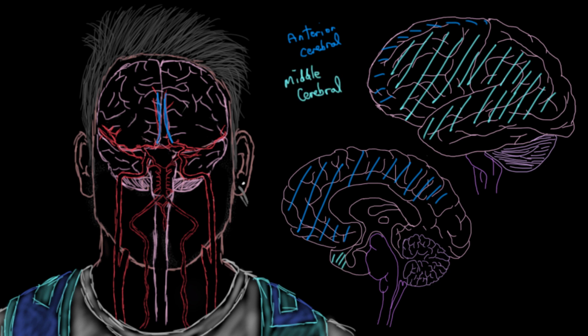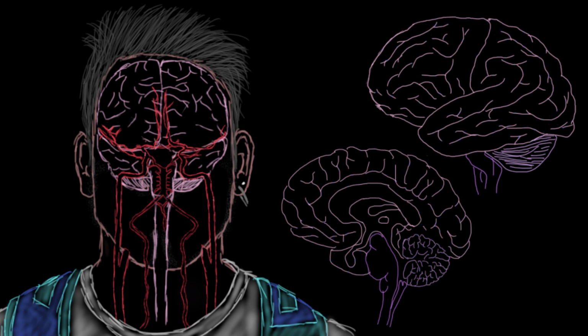And now the posterior cerebral artery. The posterior cerebral artery is going to do the rest of the lateral aspect of the cerebrum. So that's some of the parietal lobe, most of the occipital lobe, and a fair chunk of the temporal lobe. So that's the occipital lobe on the outside and the inside, and that bit of the temporal lobe on the outside and the inside. Alright, so that's the major blood supply to the cerebrum.